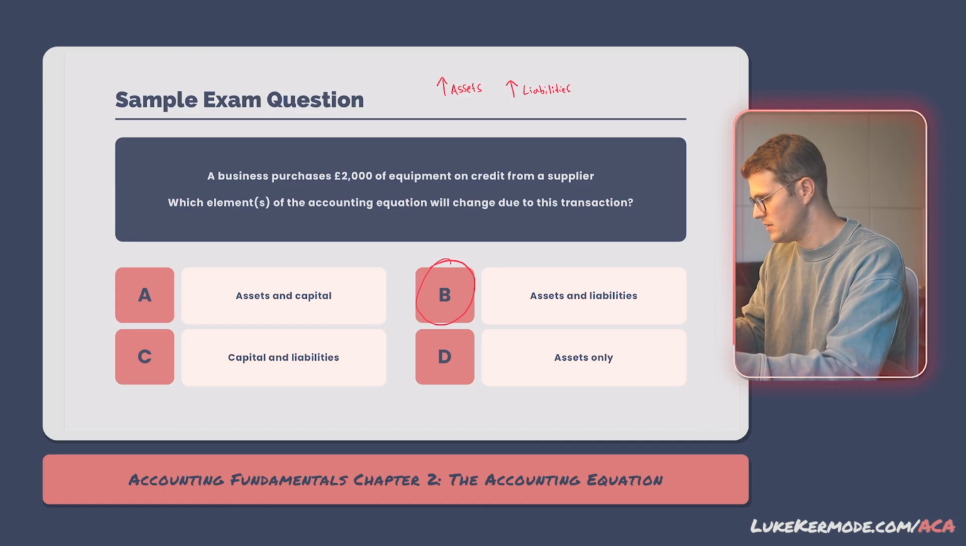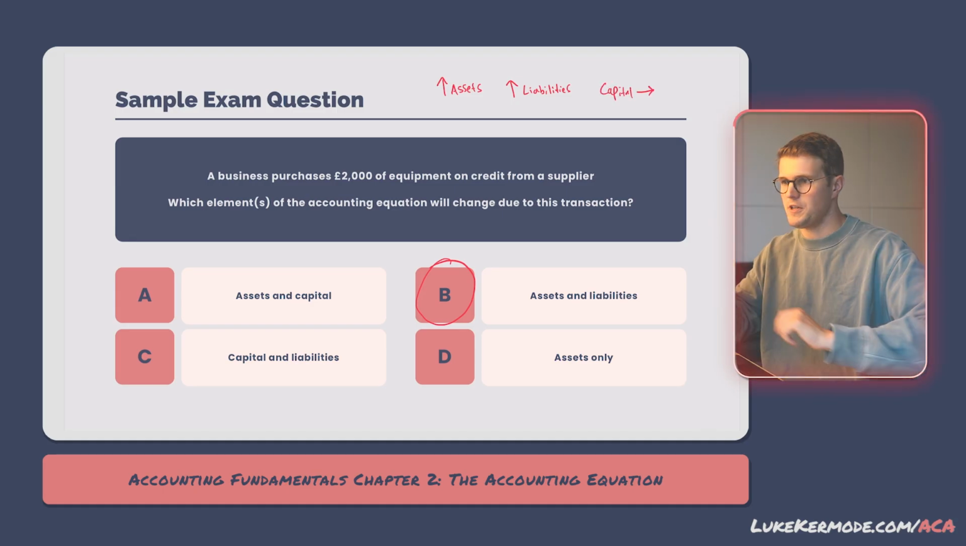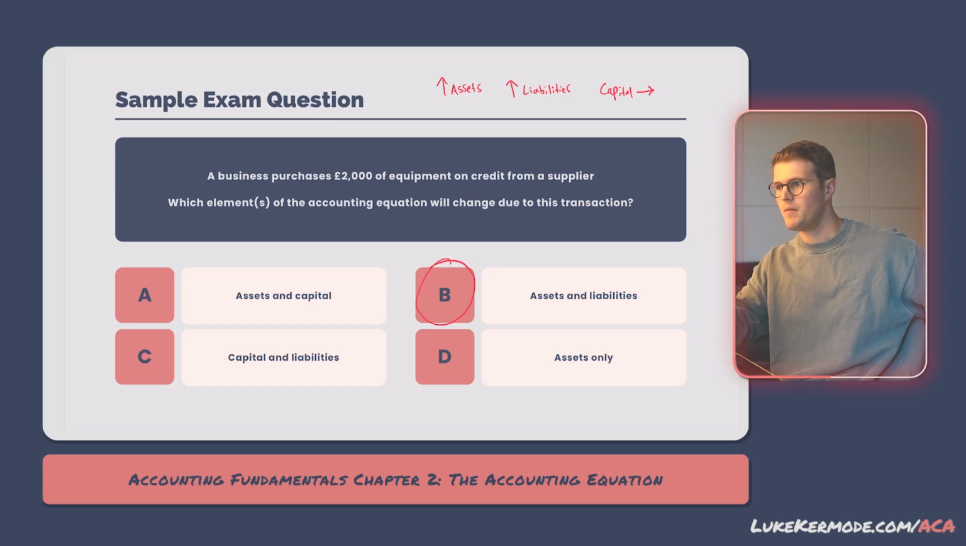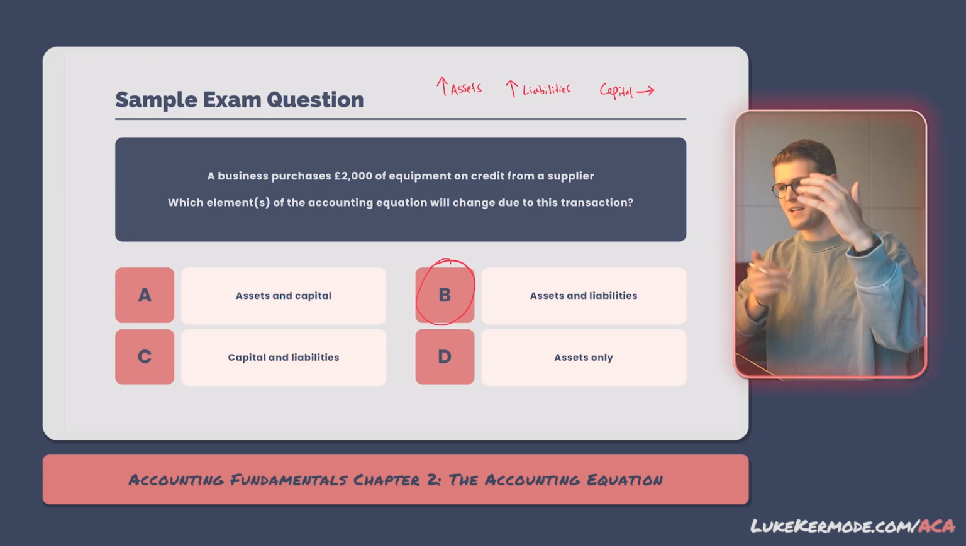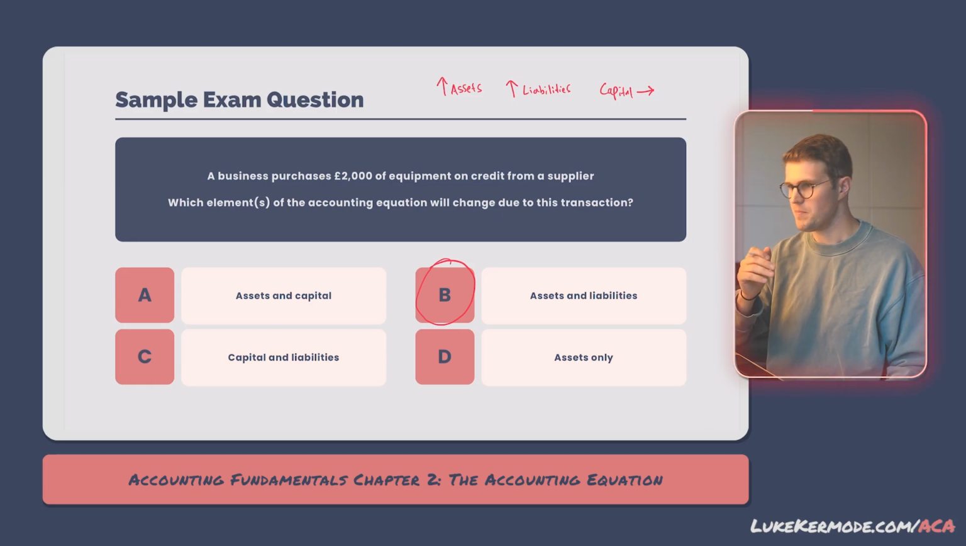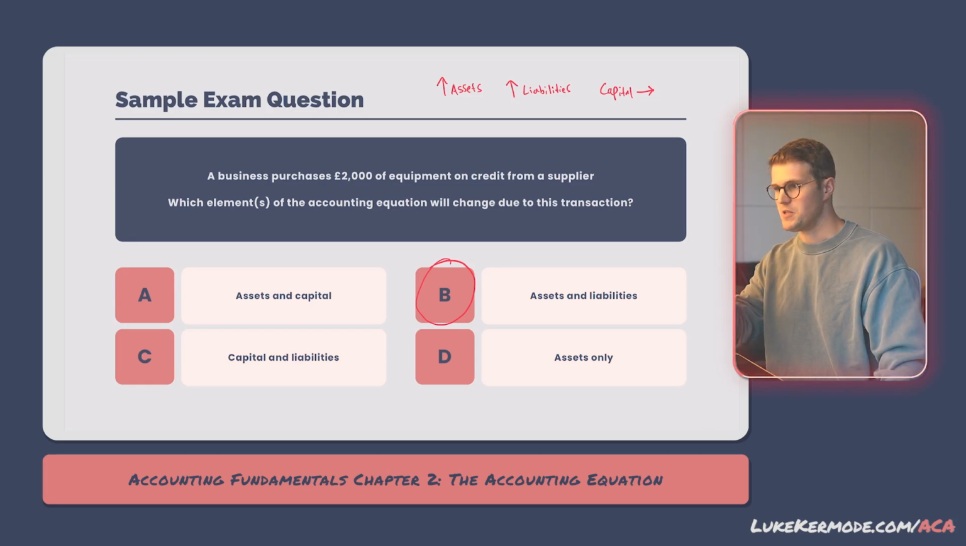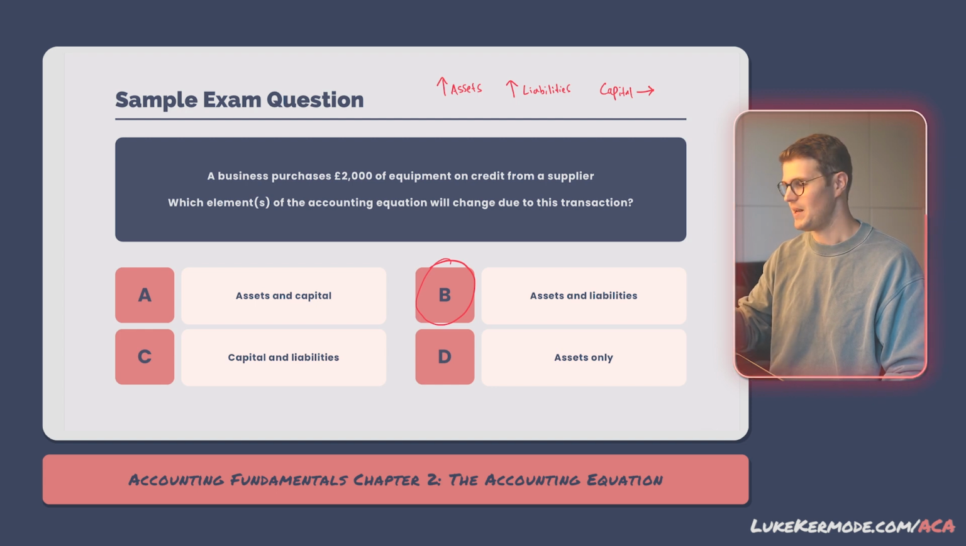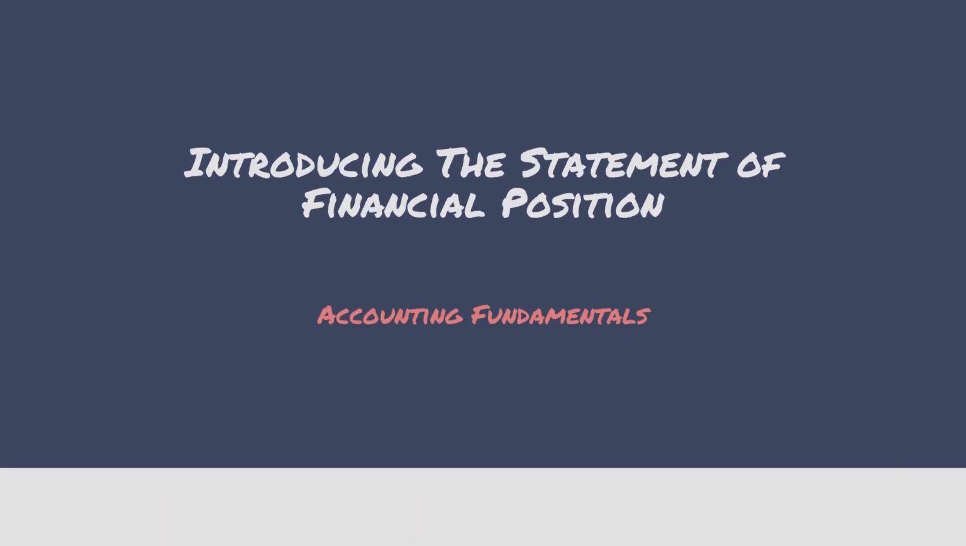Capital is unchanged as a result of this transaction. The business hasn't earned any profit, there's no new owner investment in the business, there's no drawing that's taken place. It's simply an exchange between assets and liabilities. So the correct answer is B. When a purchase is made on credit, only assets and liabilities are impacted.